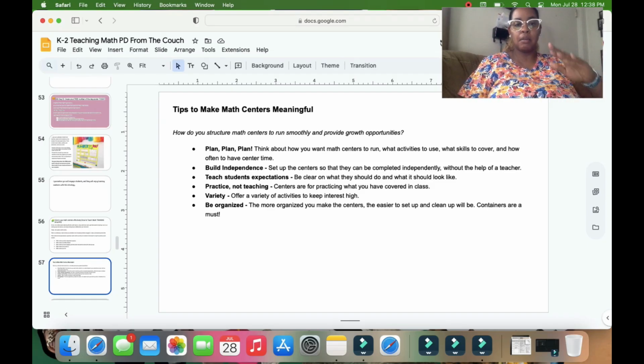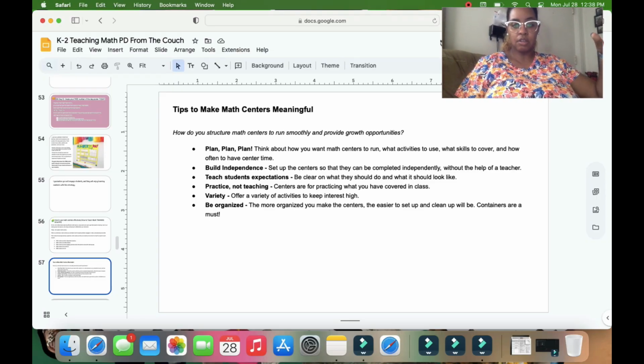Some tips for making math centers meaningful are to plan, build independence, teach students expectations, practice not teaching, give variety, and be organized. So you want to think about how you want your math centers to be run, what activities you want to use, what skills you want to cover, and how often you want center time. You want to be able to set up the center so that they can be completely independent without the help of a teacher. You want to be clear on what they should do and what it would look like.